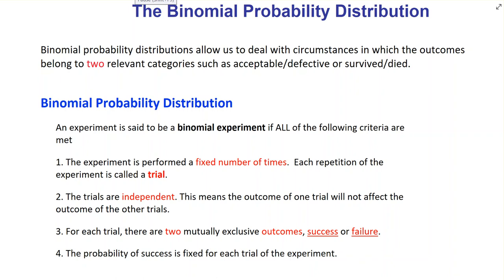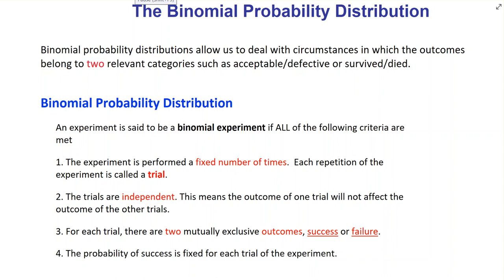And in order for us to be able to answer any type of questions about our binomial probability distribution, we first have to verify that it is in fact a binomial probability distribution or a binomial probability experiment. And we can verify that by making sure that our experiment meets all four of these requirements you see on the screen. The first requirement says that our experiment must be performed a fixed number of times. Now, each repetition of our experiment is what we call a trial. So we have to understand how many times we're going to repeat this process.